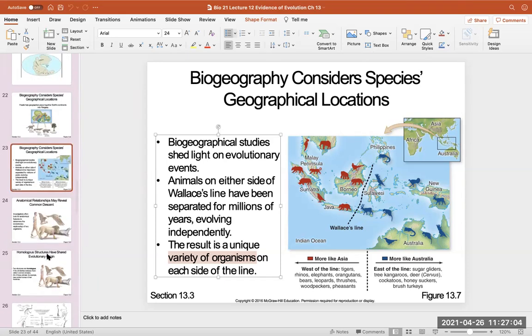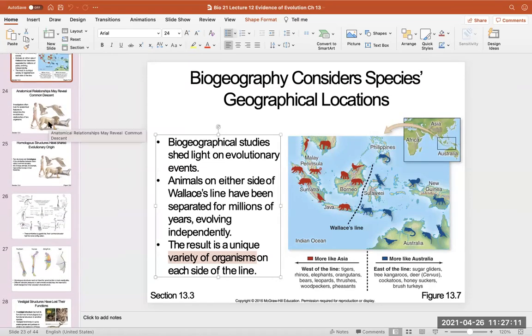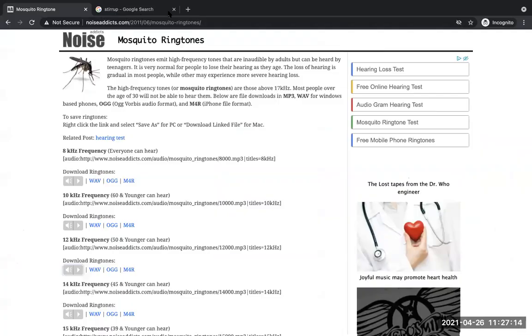Professor, can you explain analogous structures one more time? Yeah. I'm going to pull up an example here.